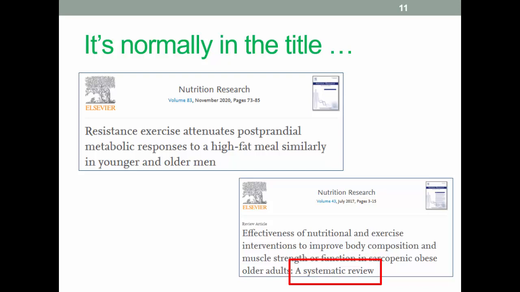This may not always be obvious. Reading the paper will obviously help. It will say somewhere this is a systematic review or a meta-analysis or some similar phraseology. What we want is single research papers.